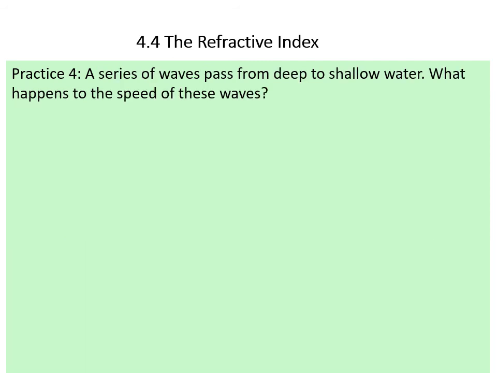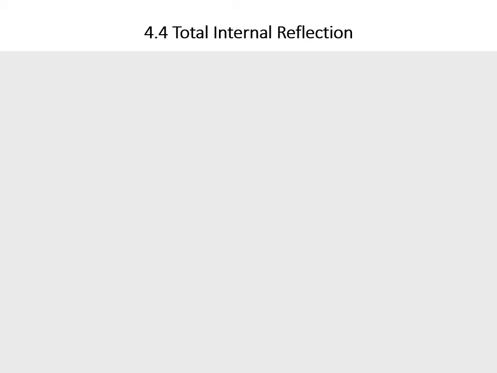A series of waves pass from deep water to shallow water. What happens to the speed of these waves? Think about it. Deep water is denser. Shallow water, less dense. So for those of you who enjoy really fast internet, we have finally total internal reflection.